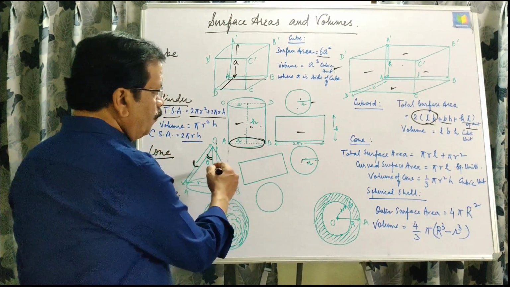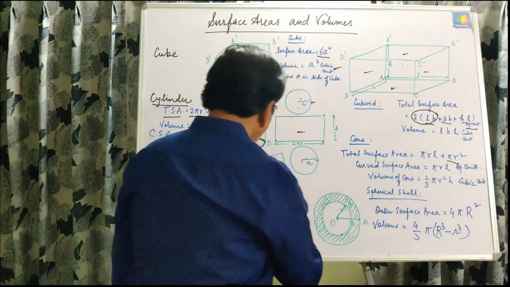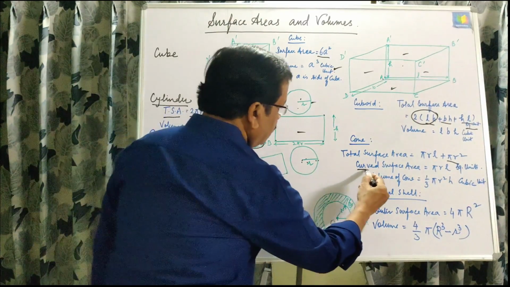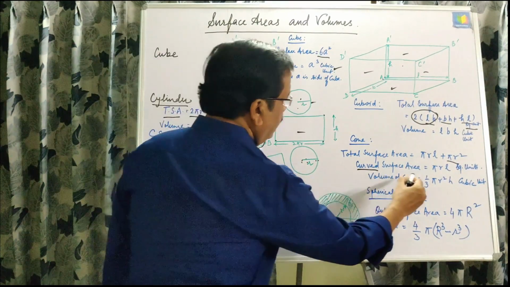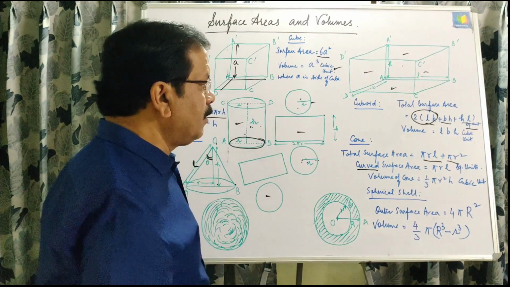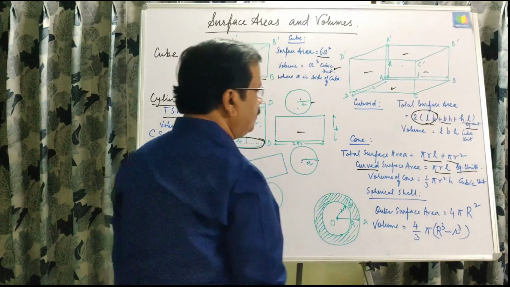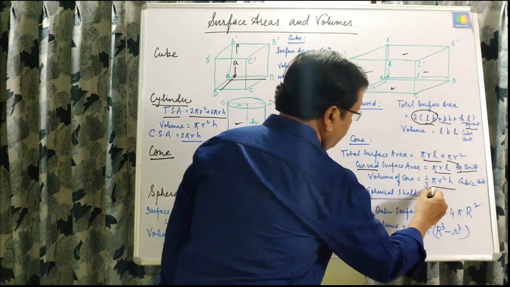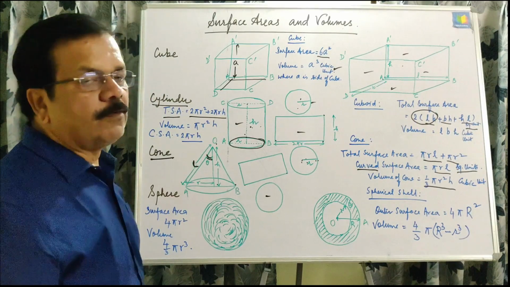The total surface area of the cone will be the area of this base, that is pi r square, plus the area of this portion, or you can say lateral surface area, or in other words curved surface area, and this will be pi r l. So total surface area will be pi r l plus pi r square, and the lateral or curved surface area of the cone will be pi r l, according to the units. In the case of volume of a cone, this will be 1 by 3 pi r square h, that is 1 by 3 of the volume of the cylinder.